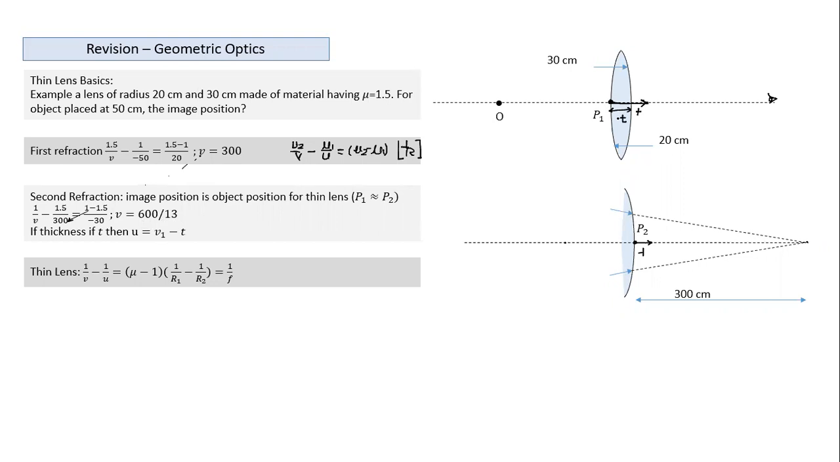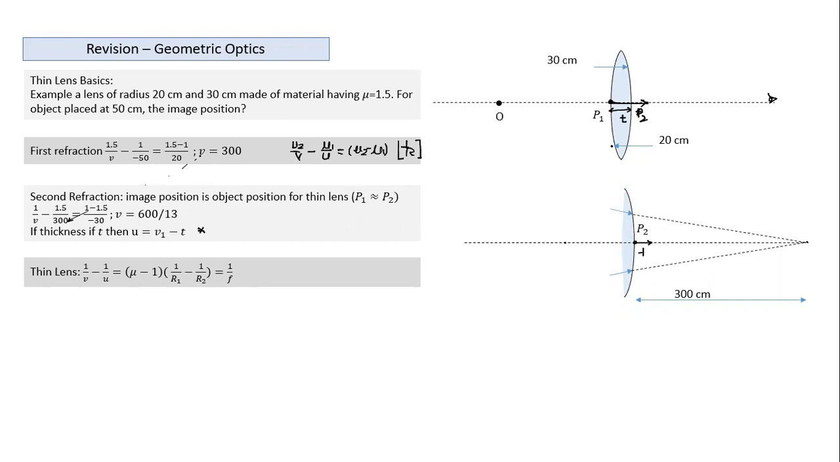In that case, the first image formed is at a distance of 300 from P1. A distance from P2 would not have been 300, it would have been 300 minus thickness. That's the only change. For the U value, we have to take care of the thickness as well, which is very rare. Only very rarely do we come across such a question. So this is what we have done.